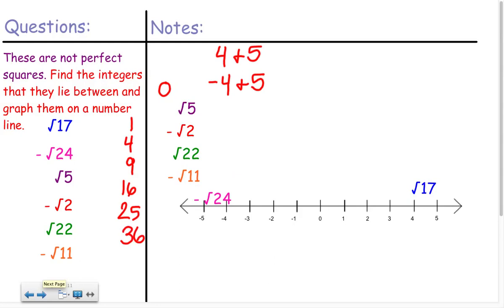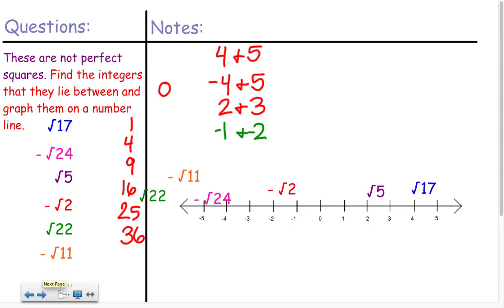Square root of 5 falls in between 4 and 9. 4 and 9, the whole numbers are 2 and 3. So I'm going to put the square root of 5 in between 2 and 3. Square root of negative 2, 2 falls between 1 and 4. So square root of 1 is 1, square root of 4 is 2. So but it falls between negative 1 and negative 2. Square root of 22 is between 16 and 25, which is 4 and 5.